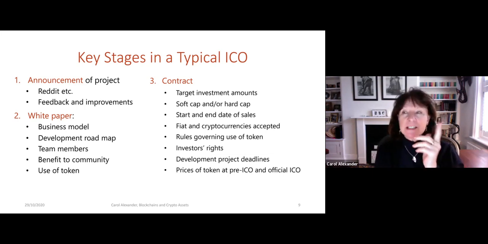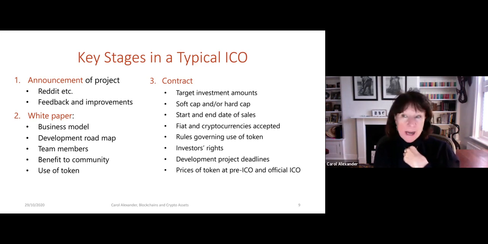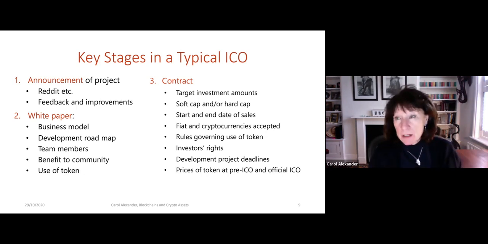And then the key thing is the white paper. That has to have its own business model, a development roadmap, team members, who are they, what their backgrounds are, what's the benefit of this project to the community, how is the token going to be used, all that sort of stuff. And that white paper is the core element of the marketing materials. So if you're evaluating a new ICO, the first thing you're going to do is look at the white paper. It could be 100 pages long, that white paper is, it has to be a very good business model document.